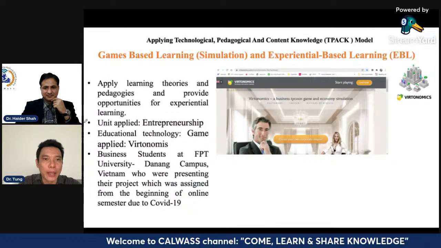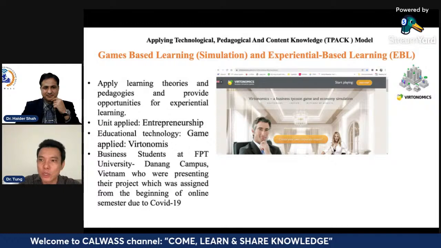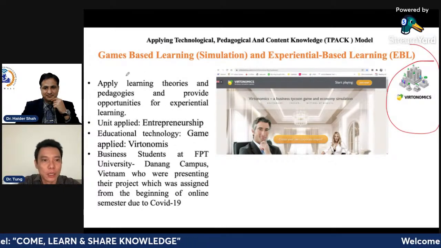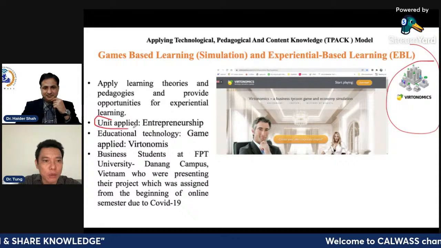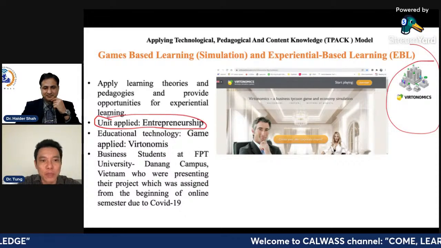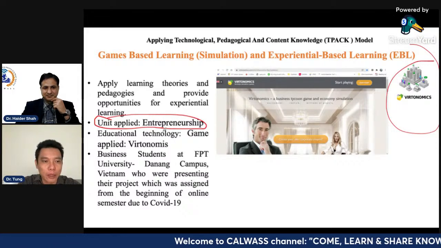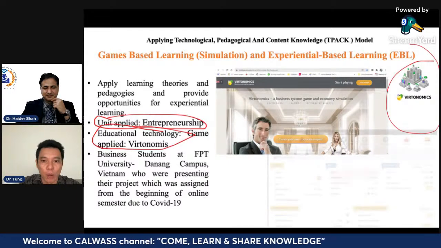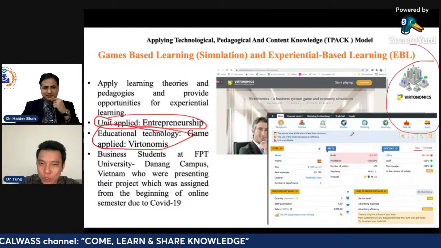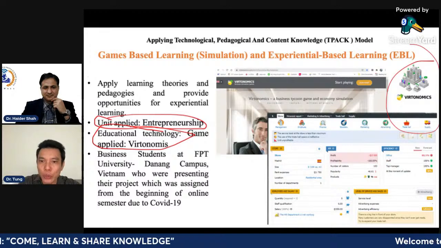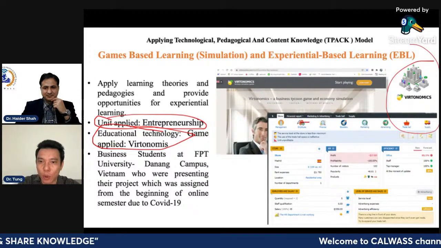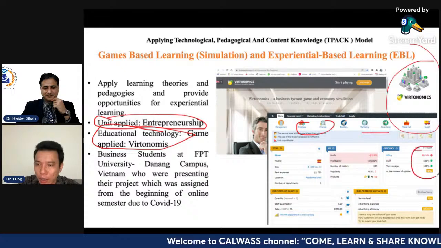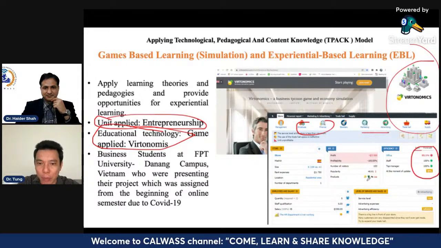Next, I apply game-based learning. I use the game Virtonomics when I teach online during COVID-19. During COVID-19, I taught the unit entrepreneurship for business students. And this is the educational technology and the game applied, Virtonomics. So this is the result of the students, the numbers for real: the marketing numbers, employees, finance. This is the real number. This is the picture that I captured from my students.